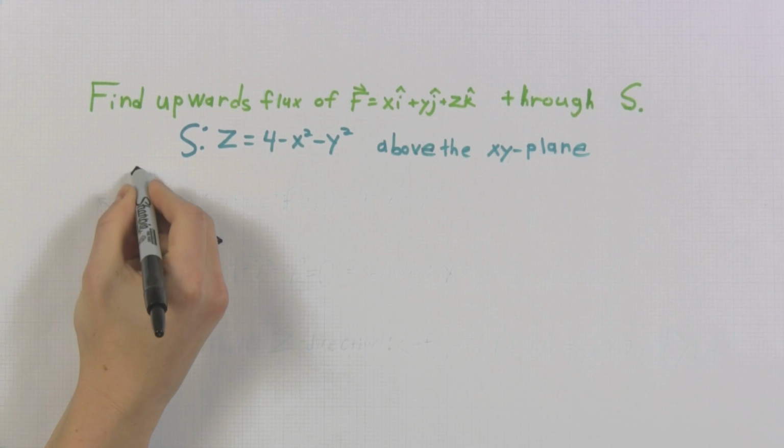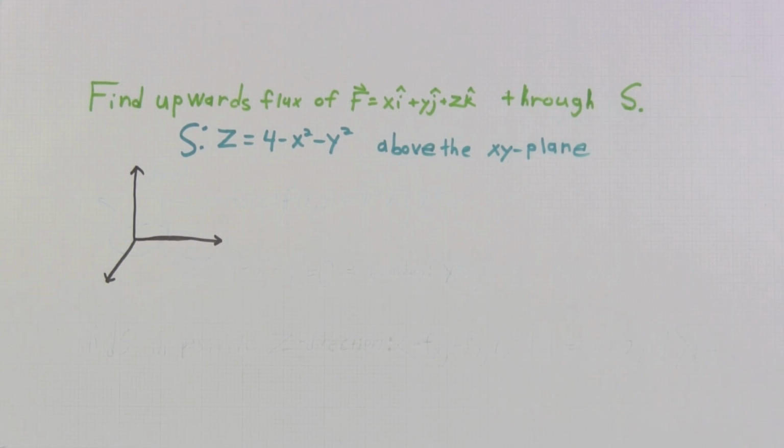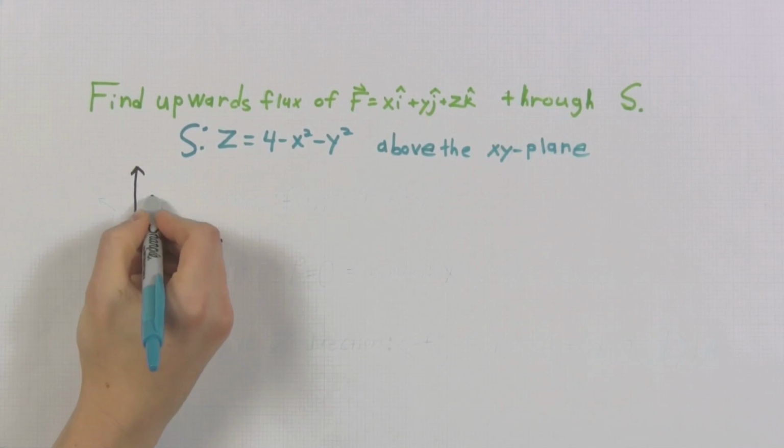So let's start with that. If we draw in our axes here, we know that since we have 4 minus x squared minus y squared, as x and y get very large, our z is going to decrease to negative infinity, and that our maximum will be when x and y are both 0. Because the x and the y are each squared, and we have no square roots anywhere in here, we know that this is a paraboloid.